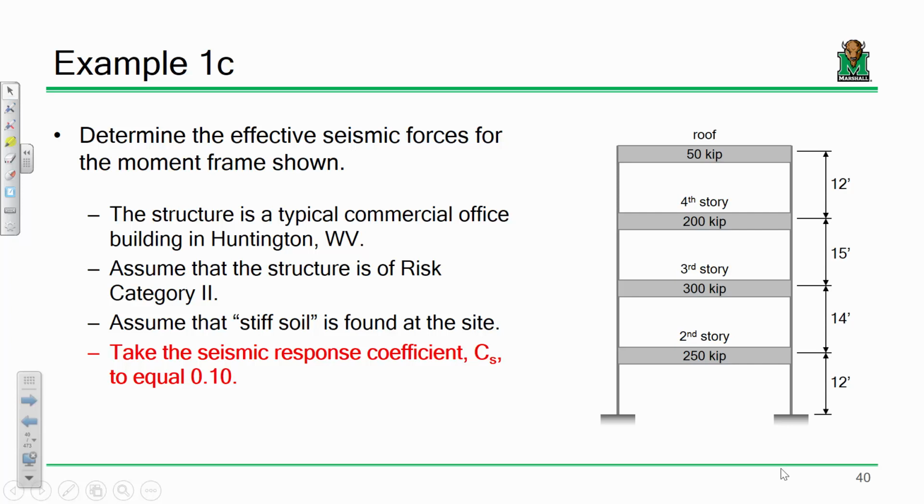I have the roof, and I have the 4th story, 3rd story, and 2nd story. Typically, when you're designing buildings, the roof weighs a little bit less than the stories, just because of the structure that you use. We have a commercial office building in Huntington, West Virginia, risk category 2, site D, and we're going to take the seismic response coefficient as equal to 0.1, which would be about typical, I think, or close to what you get around here.